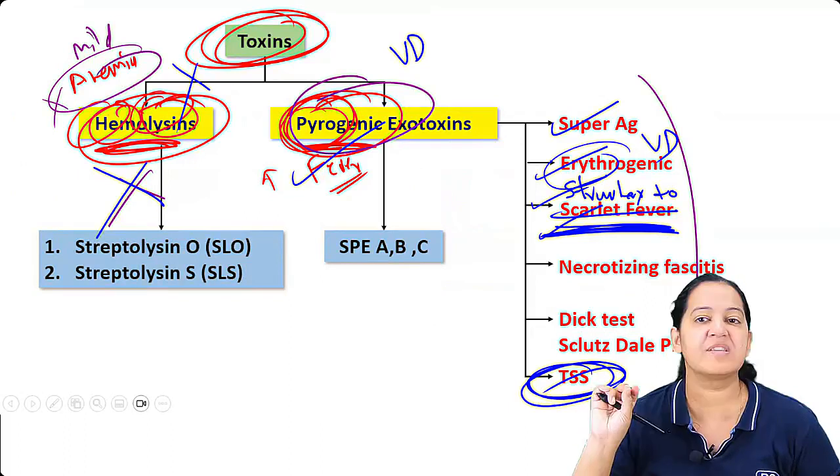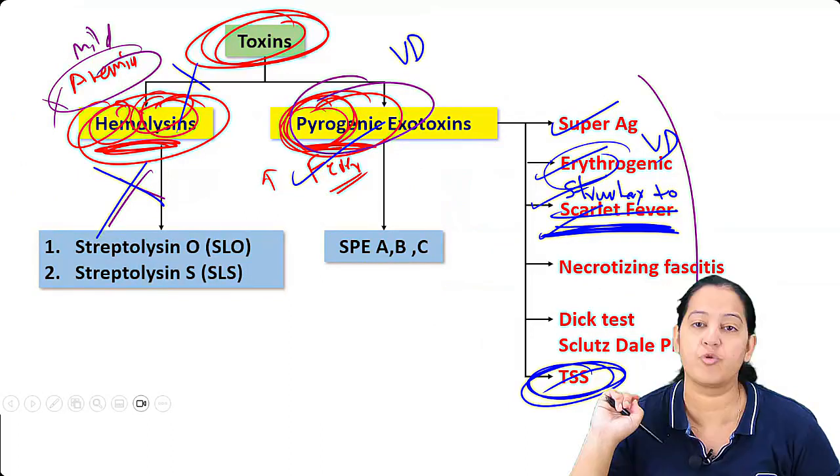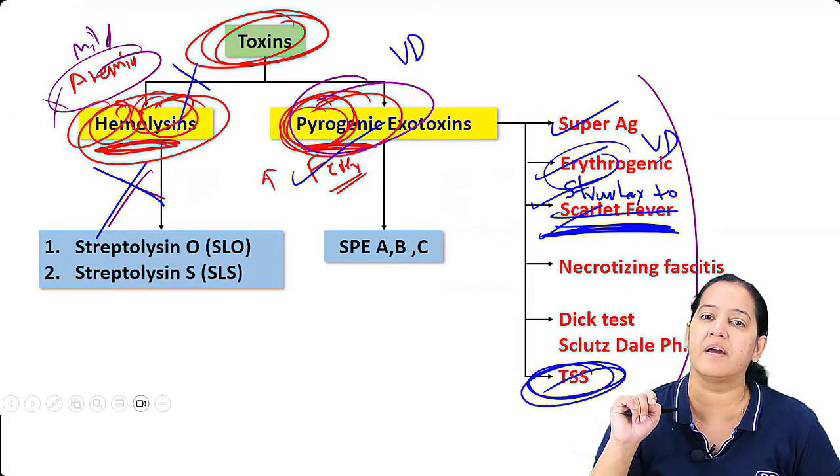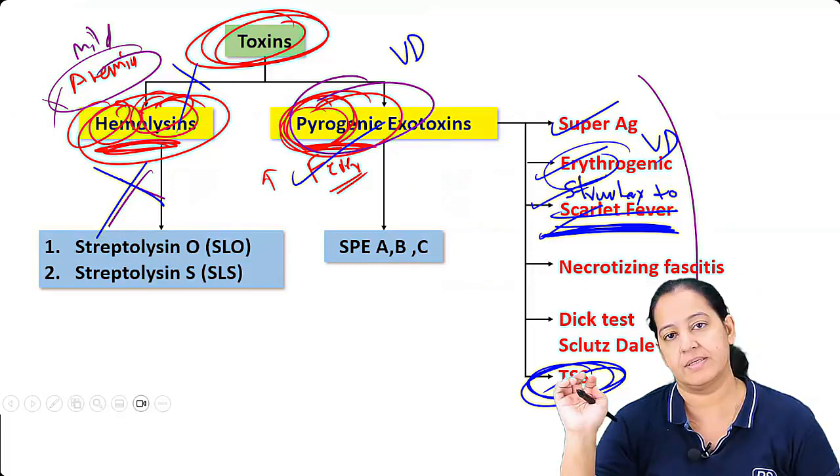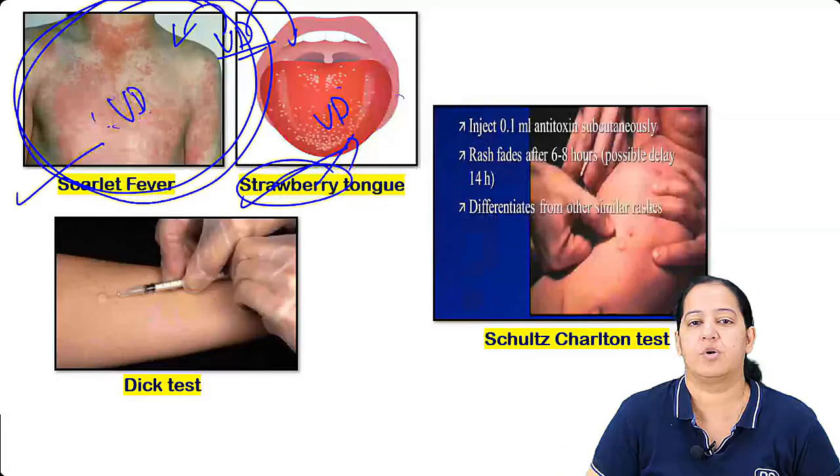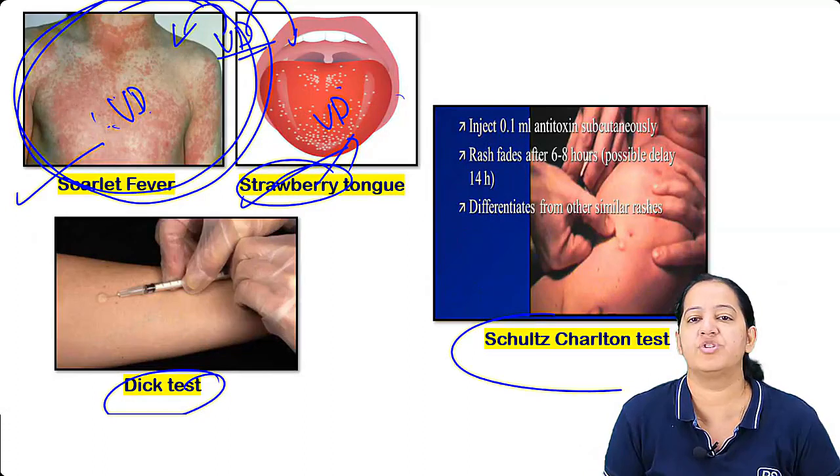Which toxin of Staph aureus was causing it? It was the toxic shock syndrome toxin. And which toxin causes it here? It is caused by pyrogenic toxin. Now I'm interested in two tests. One is the Dick test. One is the Schultz-Charlton phenomenon.